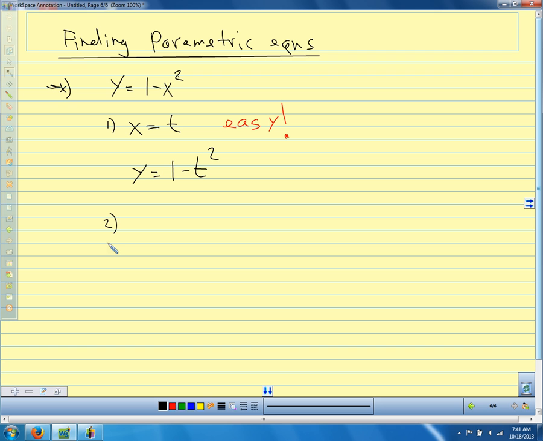Let's do something a little more interesting. Let's do another example. That one's easy. So let's say y equals, for this particular example, x cubed plus 5. This time we want to parameterize with the slope.